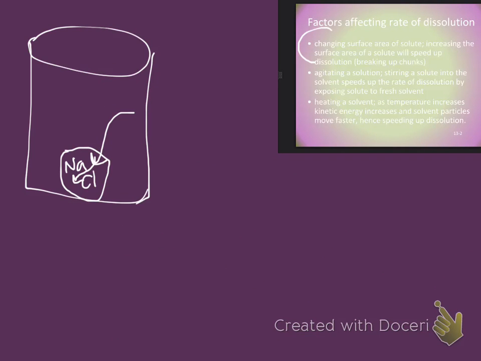Okay, so factors that affect rate of dissolution. If you were making Kool-Aid with old chunky sugar, what's the first thing you do? You break it up, you use your wooden spoon and you chop, chop, chop, chop, chop. All you're doing is increasing the surface area of your solute that's being exposed to your solvent.